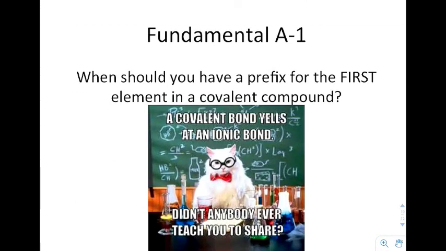So it says, should you have a prefix for the first element in a covalent compound? The only time you should do it is if there is more than one of the element.